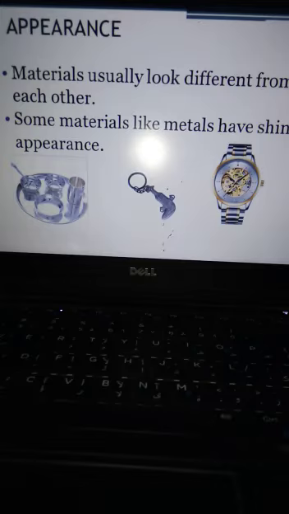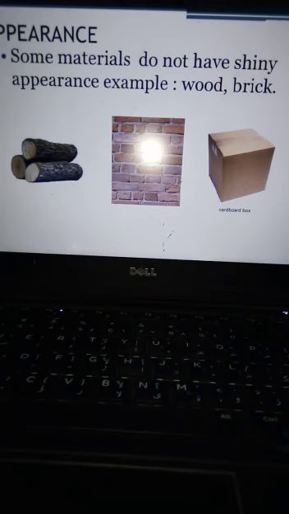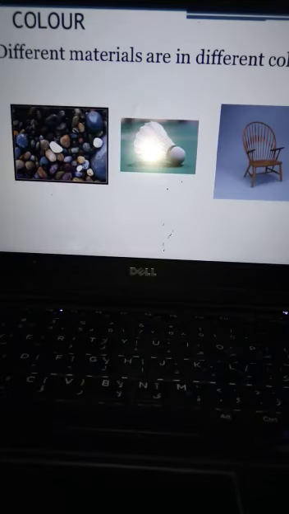We'll start with appearance. Materials usually look different from each other. Some materials like metals have shiny appearance. Some materials do not have shiny appearance. They look dull like wood, brick, cardboard, etc. Different materials are in different colors.